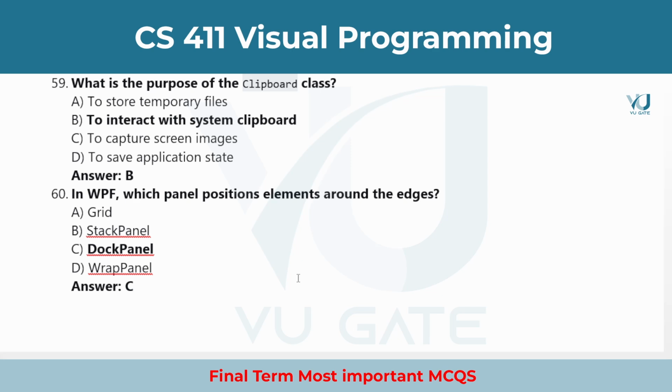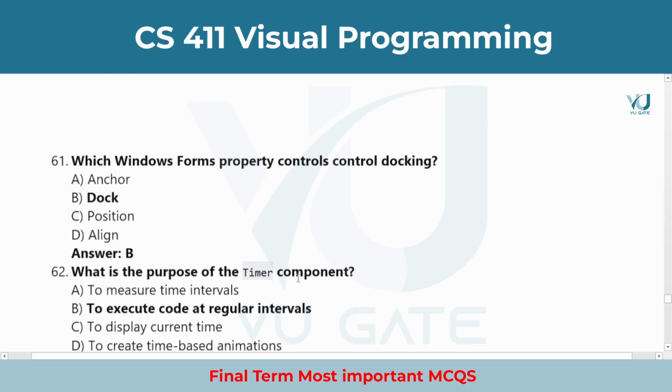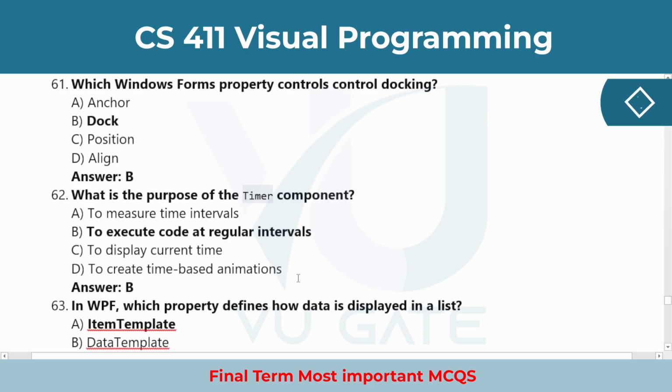Question 60. In WPF, which panel positions elements around the edges? The correct answer is option C, DockPanel. Question 61. Which Windows Forms property controls control docking? The correct answer is option B, Dock.